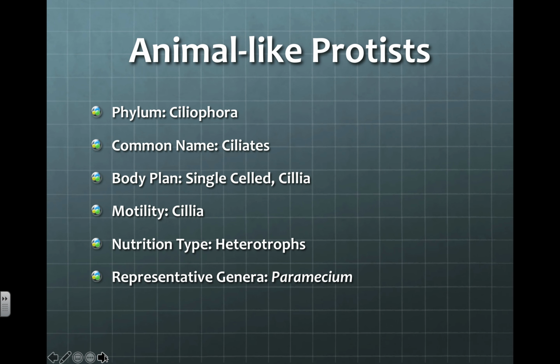All right, phylum is Ciliophora. Their common name is the ciliates. Their body plan is single-celled, and they contain cilia. That's their motility. Nutrition type, they're heterotrophs, and the most common is from the genus Paramecium.